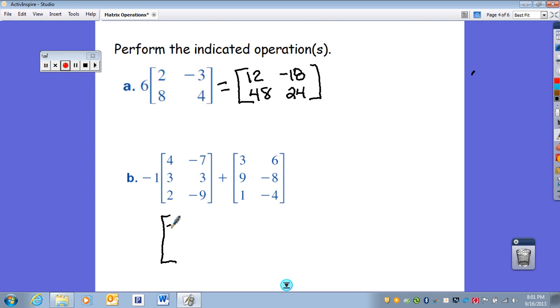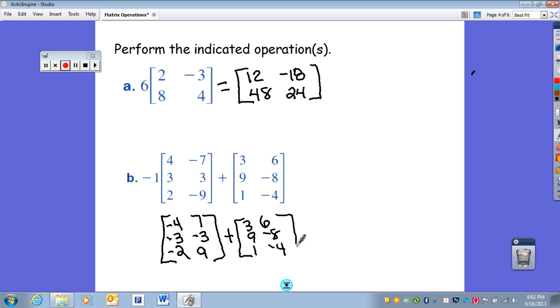So negative 1 times 4, we would have negative 4. Negative 1 times 3, we would have negative 3. And negative 1 times 2, we would have negative 2. Then we have negative 1 times negative 7, which would be positive 7. Negative 1 times 3 would be negative 3. And negative 1 times negative 9 would be a positive 9. Then we can add that to the other matrix, which is 3, 9, 1, 6, negative 8, and negative 4.